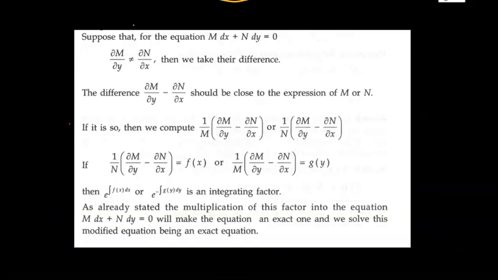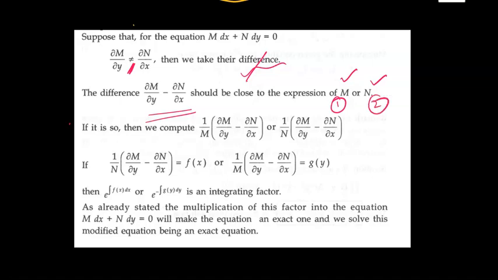See here. For example, I am telling you the procedure. If del m by del y is not equal to del n by del x, then we will take their difference. That is, we will subtract one from the other, del m by del y minus del n by del x. After subtracting, we are going to check whether this is close to m or close to n. The question m and n will be there, right? This is case 1.